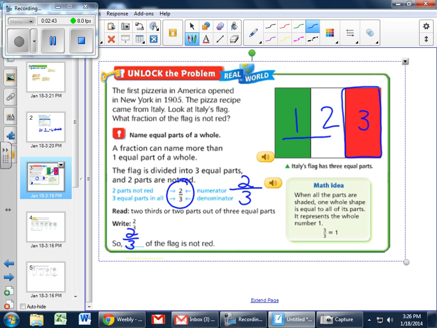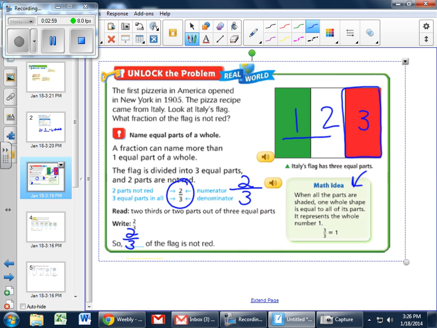Okay, if you look at the math idea, when all parts are shaded, one whole shape is equal to all of its parts. It's represented by the whole number 1. So if your numerator and your denominator are the same number, like 3 over 3, 4 over 4, 7 over 7, those are all equal to 1.